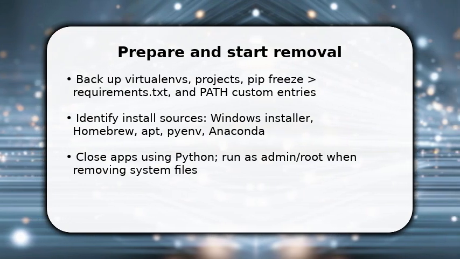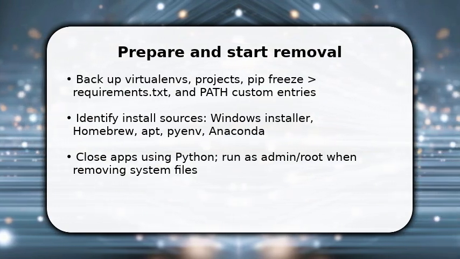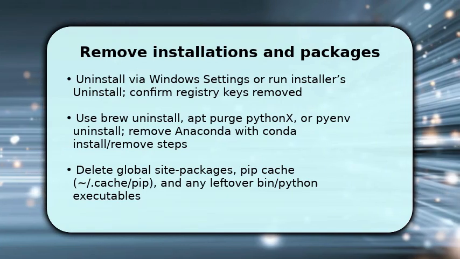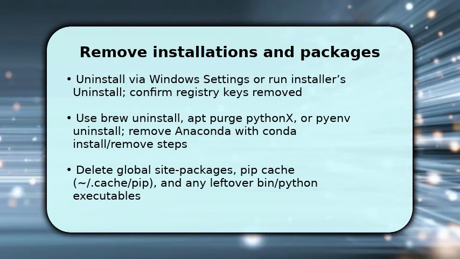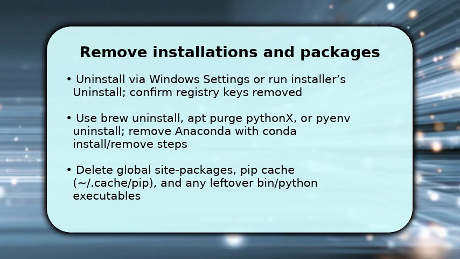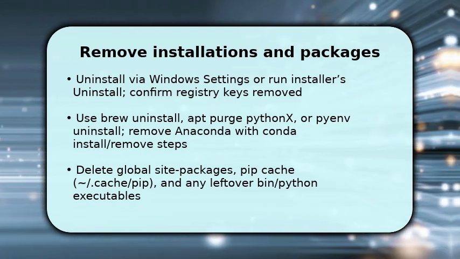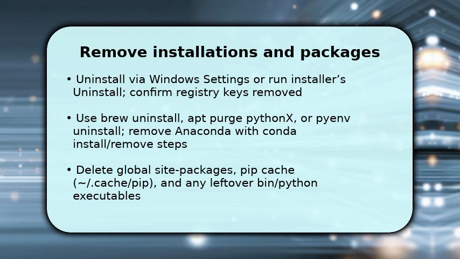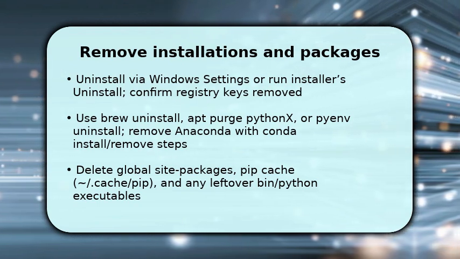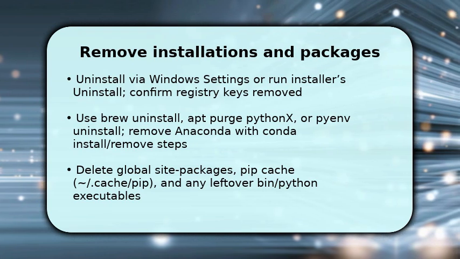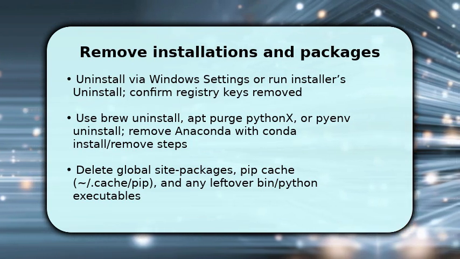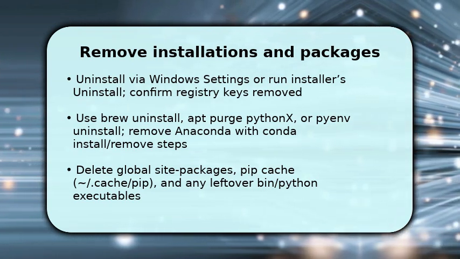You now execute the core removal steps. On Windows, run the installer's uninstall or remove from Apps and check PATH and registry entries. On macOS, use Homebrew uninstall or remove frameworks, and on Linux, use apt purge or the distro package manager to remove Python X. If you used pyenv or Anaconda, run their uninstall commands to remove versions and environments.